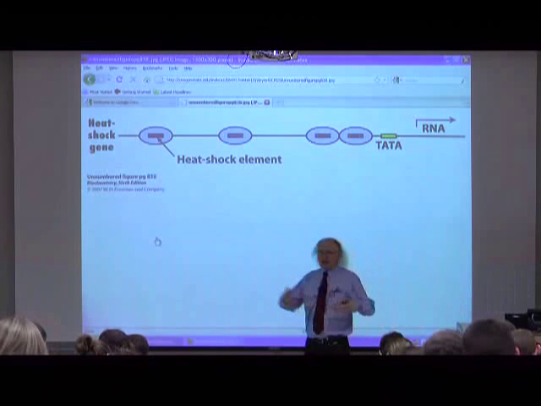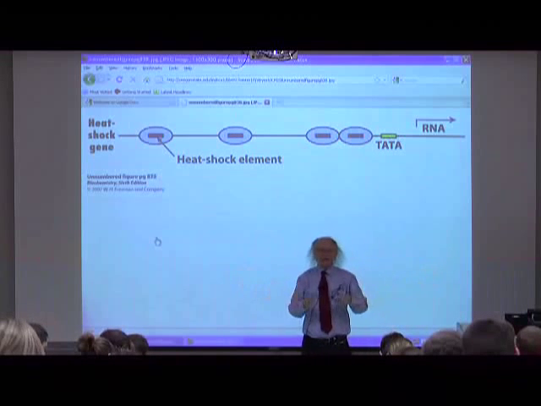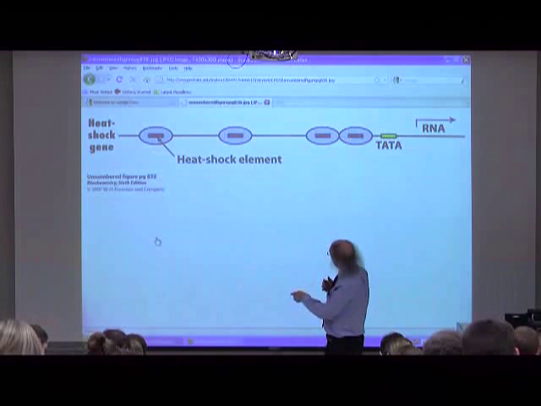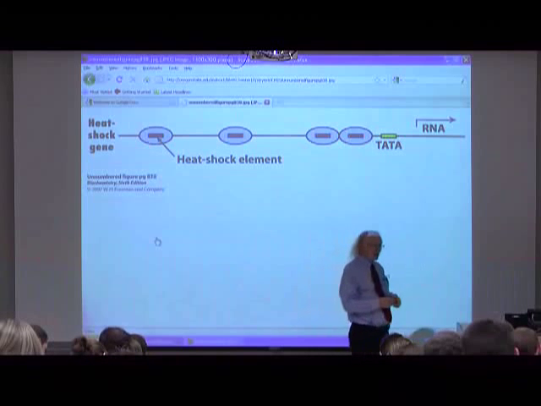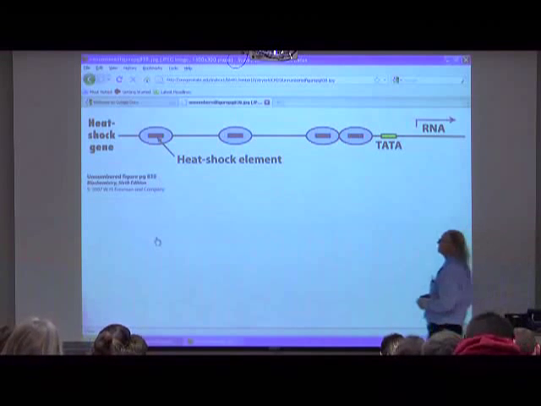Remember, we've got a genome that's 1,000 times bigger. We've got a lot more room. We've got a lot of different things. So the more of these elements that we have here, the more likely one of them is going to snag the appropriate transcription factor and facilitate the initiation of transcription.